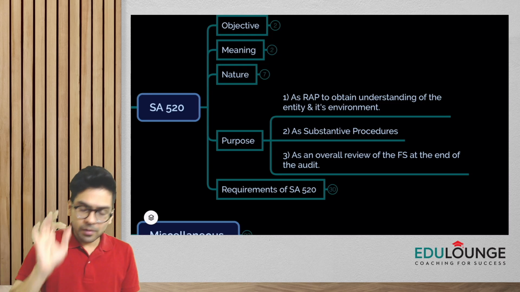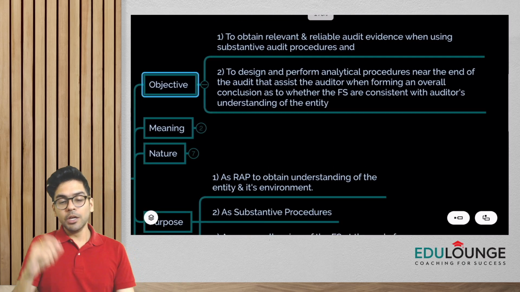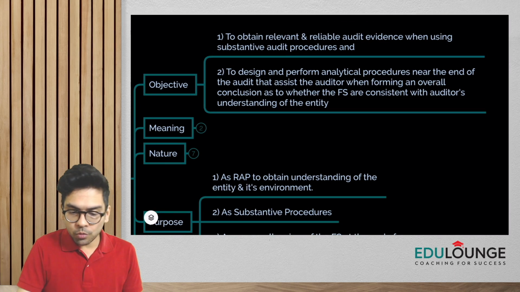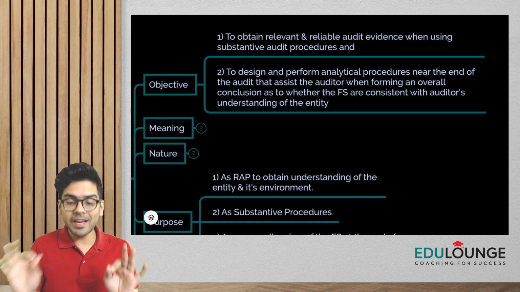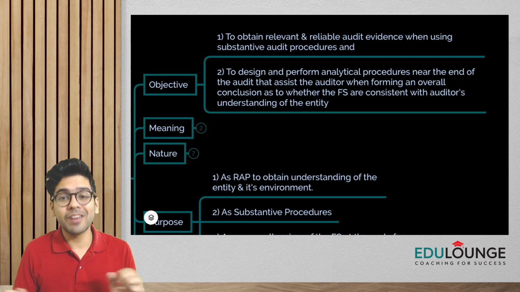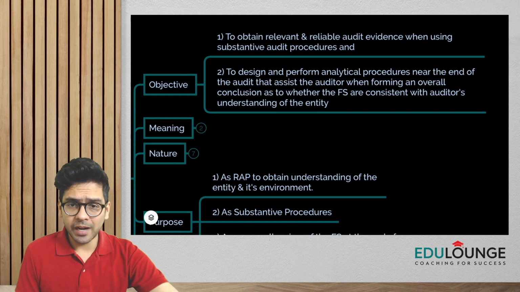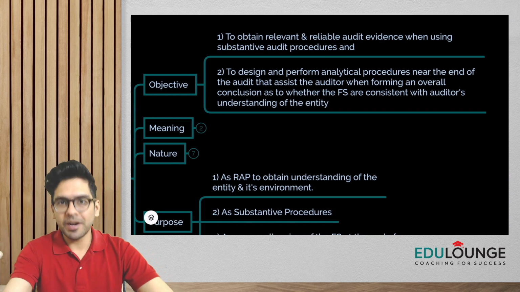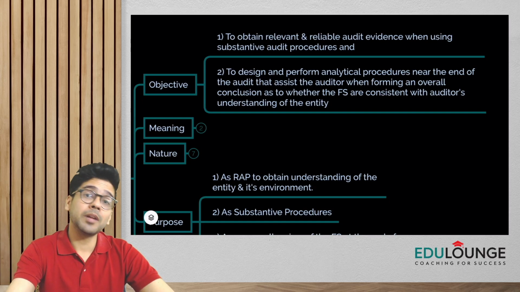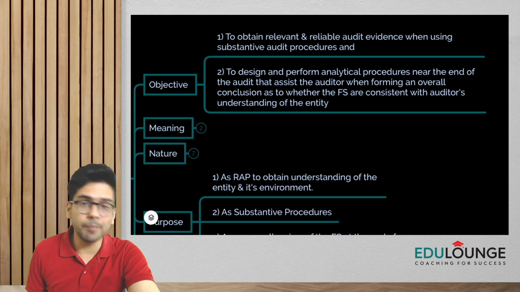Hence, keeping this in mind, now read the objective of this standard. This objective probably will give you an idea. It says to obtain relevant and reliable audit evidence when using substantive audit procedures, and to design and perform analytical procedures near the end of the audit that would assist the auditor when forming an overall conclusion as to whether the financial statements are consistent with the auditor's understanding of the entity. So you won't see the RAP part here. SA 520 only deals with analytical procedures performed as a part of substantive audit procedures, and the one performed towards the end of the audit, let's say in the completion stage.